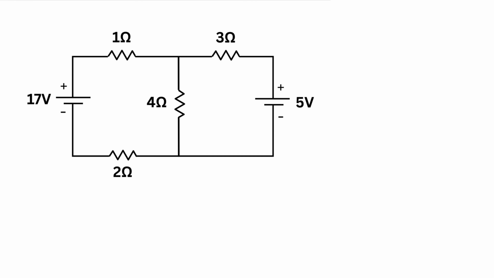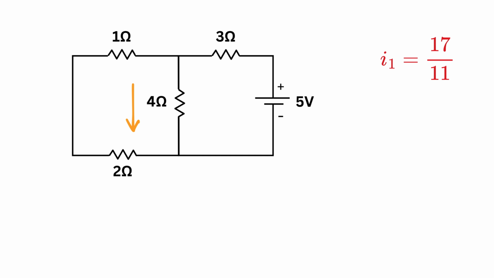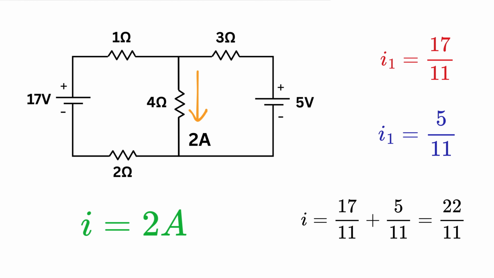Awesome! Now here comes the climax. We want to find the current flowing through this 4 ohm resistor. From this part, we found that the current through the 4 ohm resistor due to the first source alone is 17 over 11. And from the second part, we found that the current through the same 4 ohm resistor due to the other source alone is 5 over 11. Now simply add them together to get the total current as 22 over 11, which simplifies neatly to 2 amperes. This beautifully shows how the superposition theorem actually works.